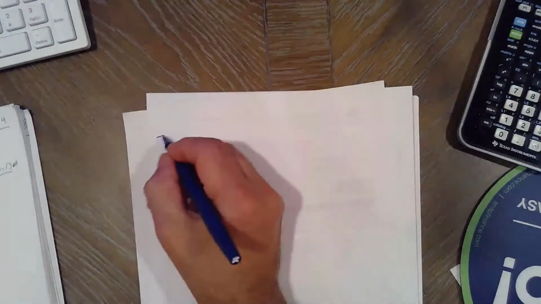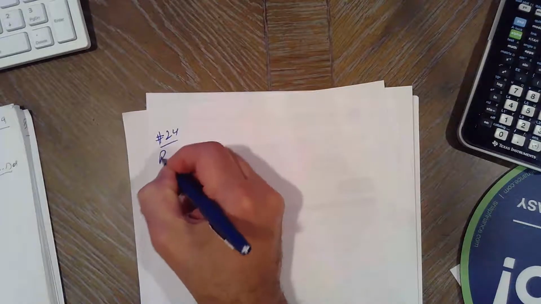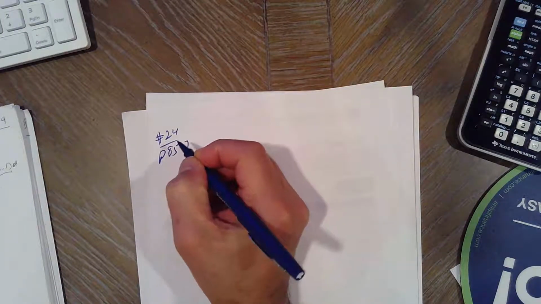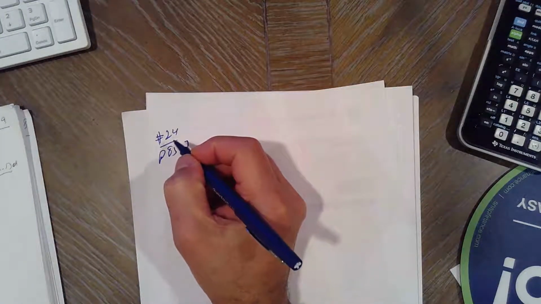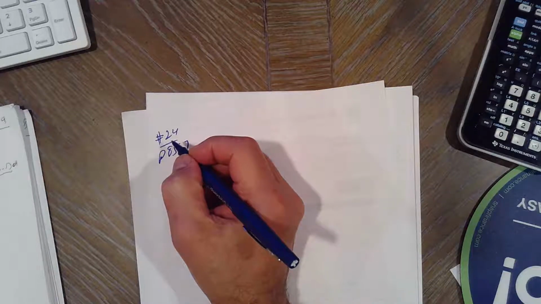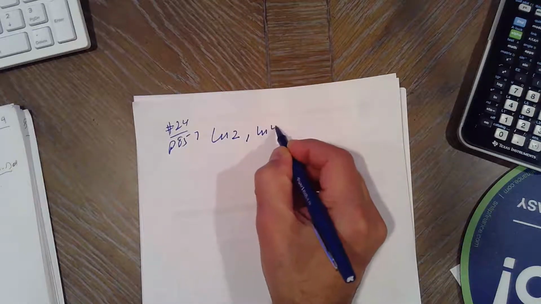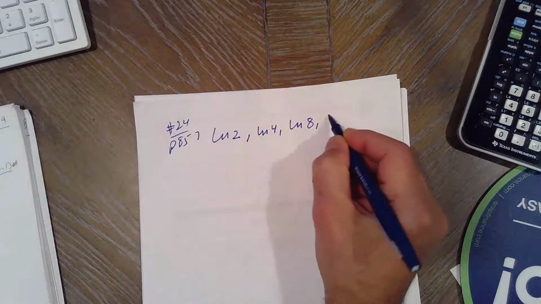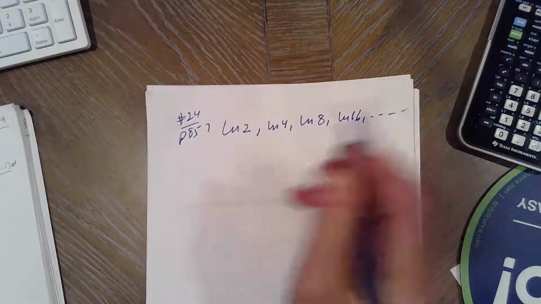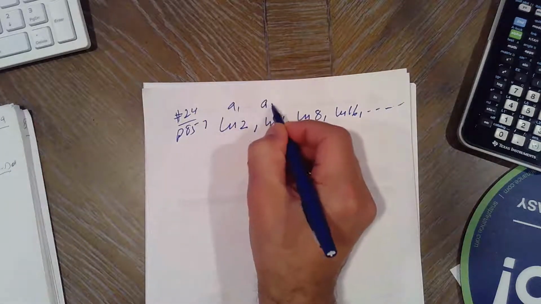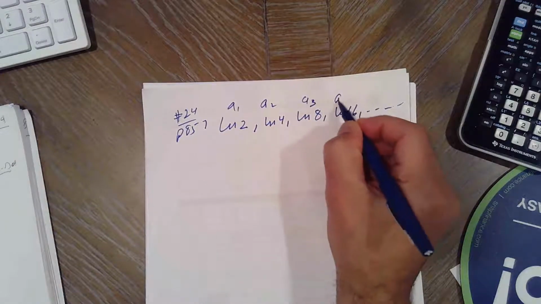Okay, 24. Page 857, number 24. It says the first 4 terms of a sequence are given. Can these terms be the terms of an arithmetic sequence? If so, find the common difference. So we have to check if it's arithmetic. Let's see: ln of 2, ln of 4, ln of 8, ln of 16. We're going to check the difference of every consecutive term.